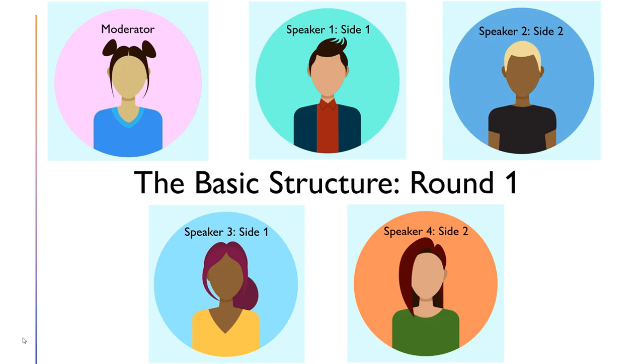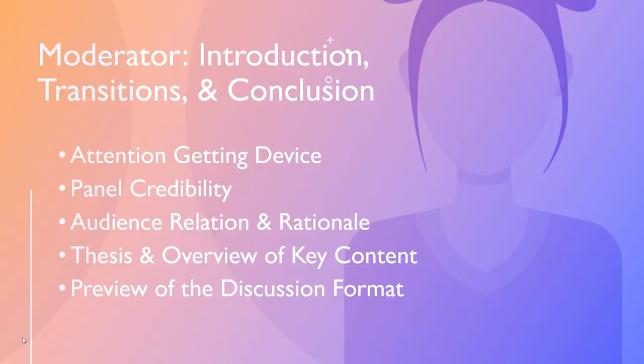So to summarize, speakers 1 and 3 are partners on the same side of the issue, and speaker 2 and 4 are partners on the other side of the issue. Now let's move on to looking a little more in depth at what is going to occur in round 1.